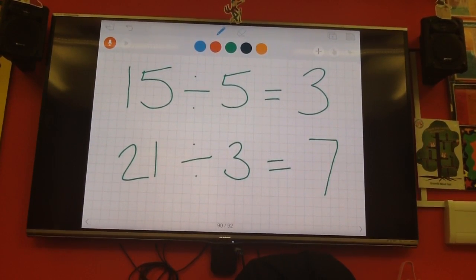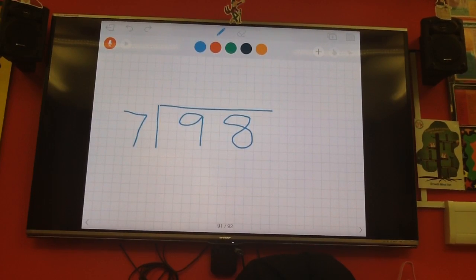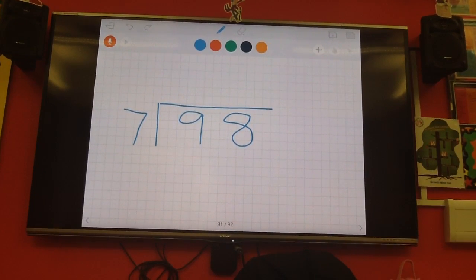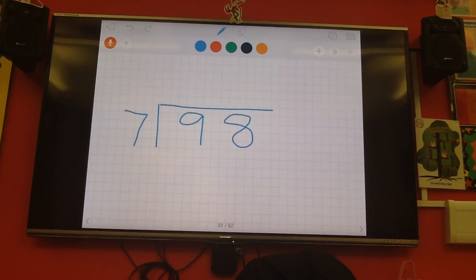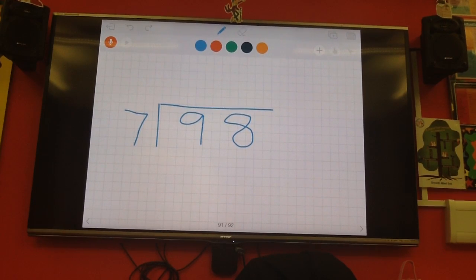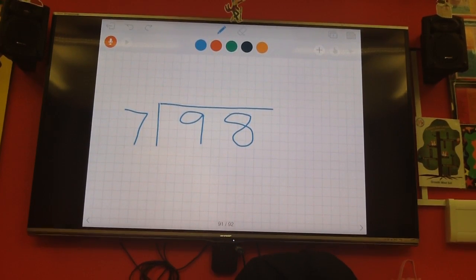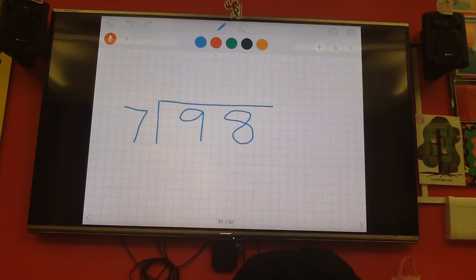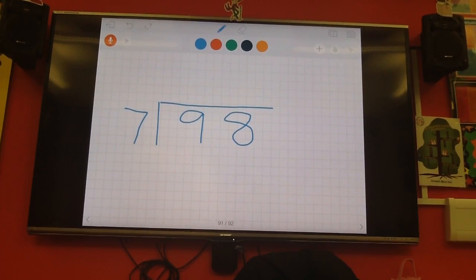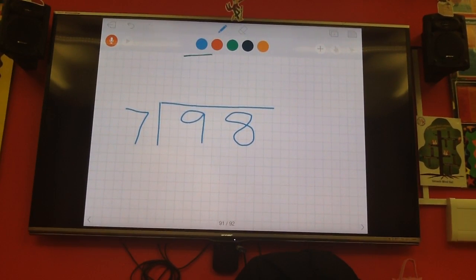When children move into year 4, they look at a more formal written method of division, and we call this the bus stop method. With this method, the number that you're dividing into is placed inside the bus stop, and the number that you are finding out how many go into that is placed on the outside of the bus stop. First of all, we look at the tens column.